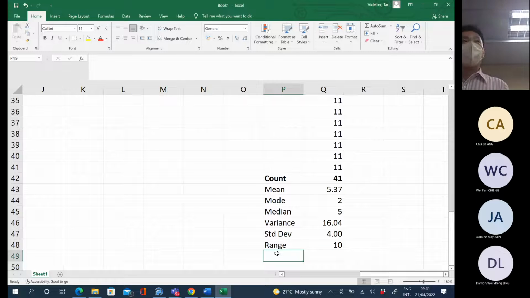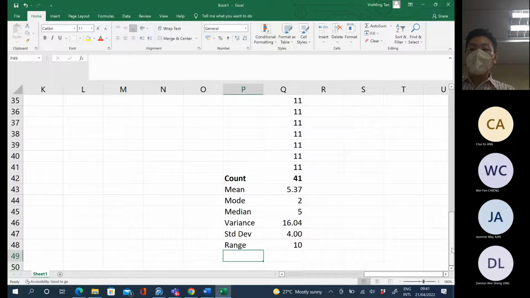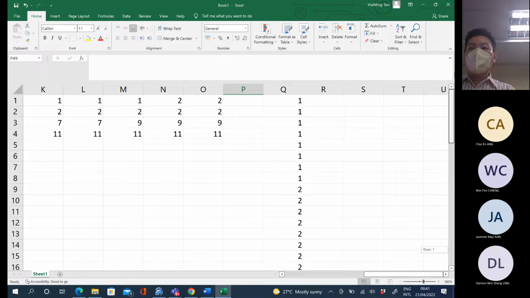Interquartile range: before we can get the interquartile range, we need to get Q3 and also Q1, so that we can get the interquartile range. We'll do the calculation manually. I'll show you the manual method for calculating Q1 and Q3. Maybe I'll just put it somewhere here.